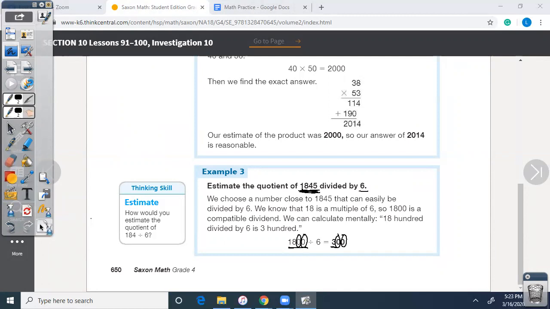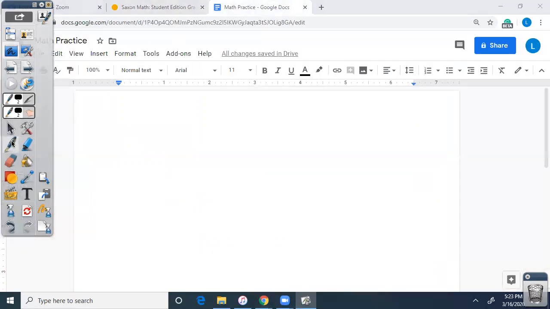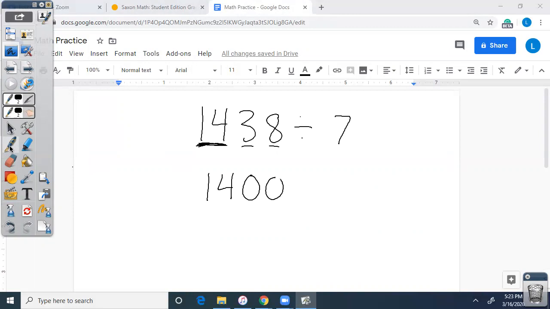We are going to practice a few more because I know these are a little bit tricky. The first one that we're going to do is 1,438 divided by 7. Can 7 go into 1? No, 7's too big. Can 7 go into 14? Yes, it can. So we're going to just make the other two numbers, the 3 and the 8, zeros. So 1,400, because we are just estimating. We're just taking our best guess. And 7 can easily go into 1,400.